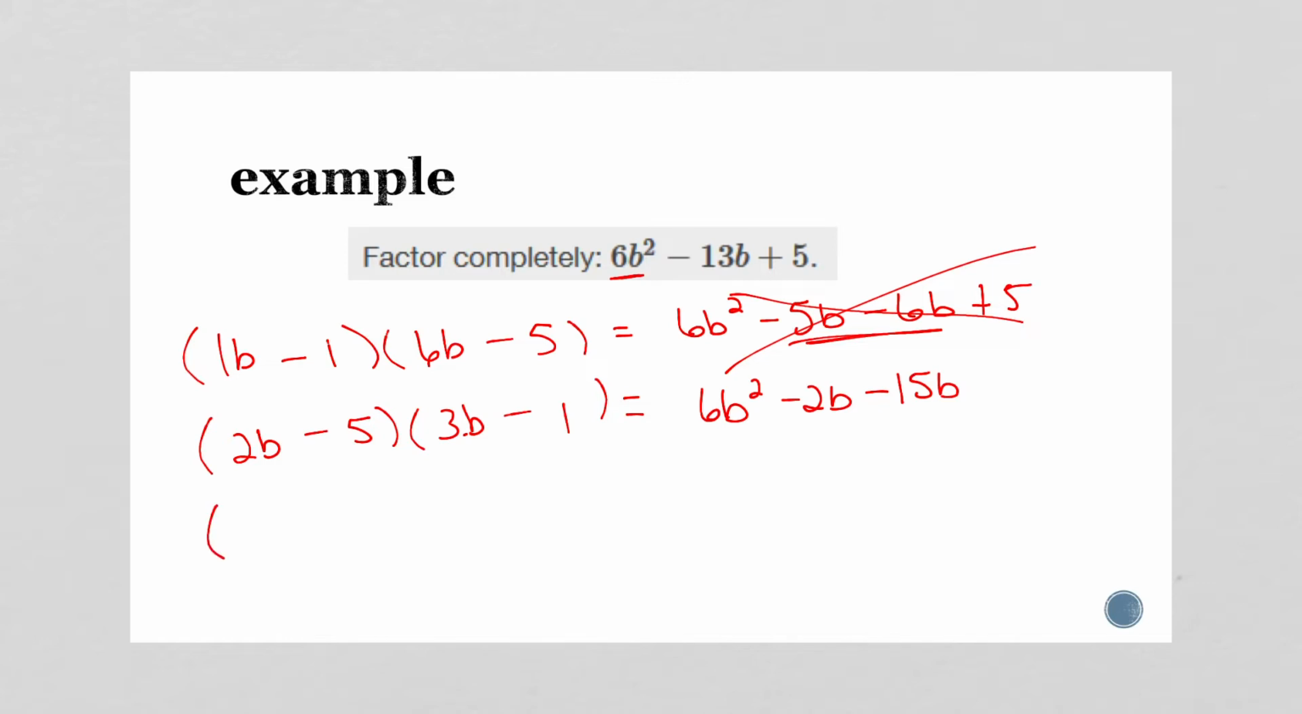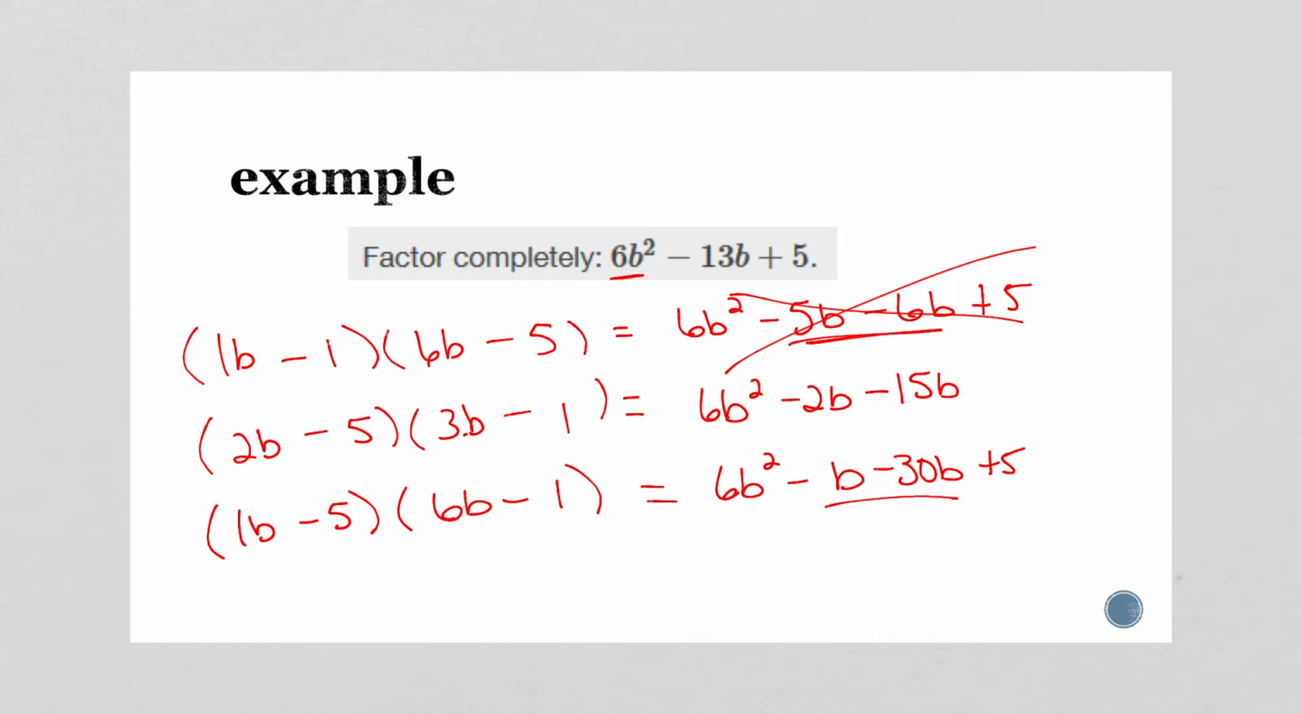Let's see here, 1b and minus 5 and 6b minus 1. Let's try that, because this is different than this, right? Okay, let's multiply that out. So we've got 1b times 6b, which is 6b squared. We've got 1b times negative 1, which is negative b. Then we've got negative 5 times 6b is negative 30b. And look, these guys add up to be negative 31. So it's not that one either, or that one.